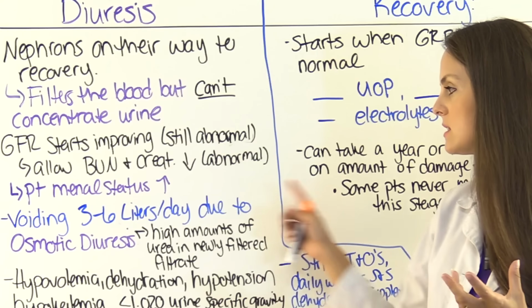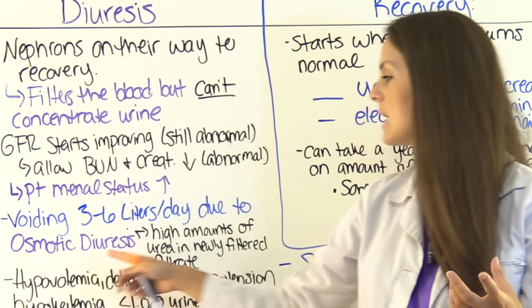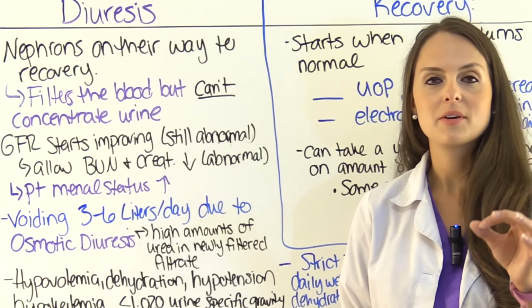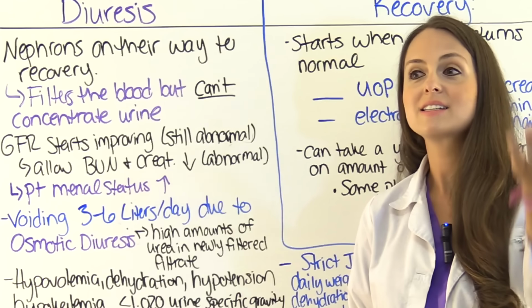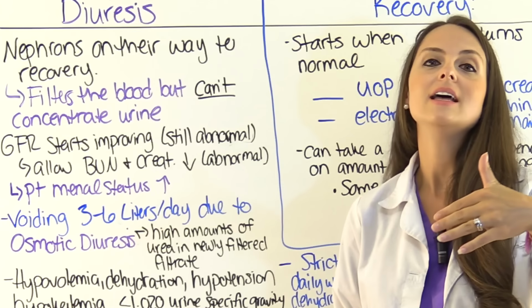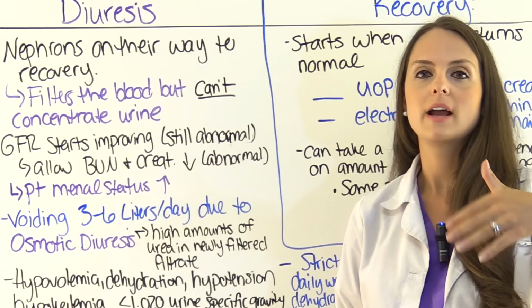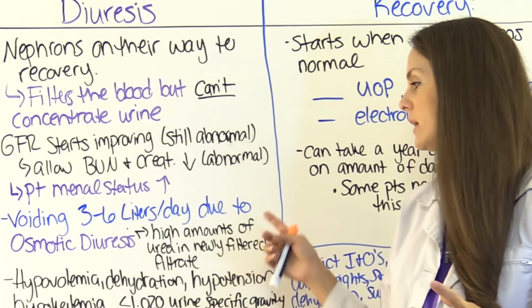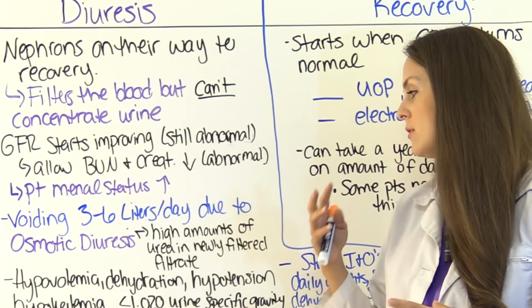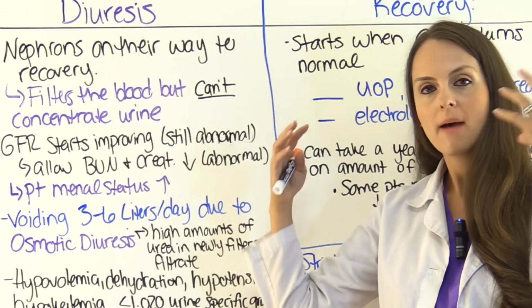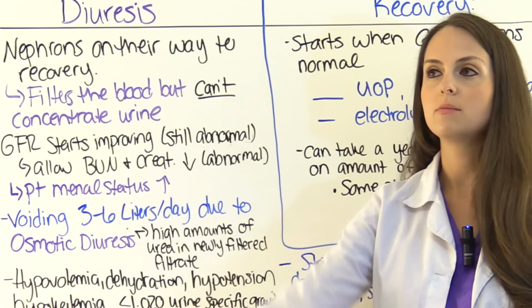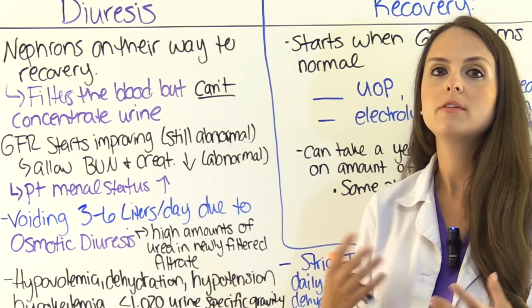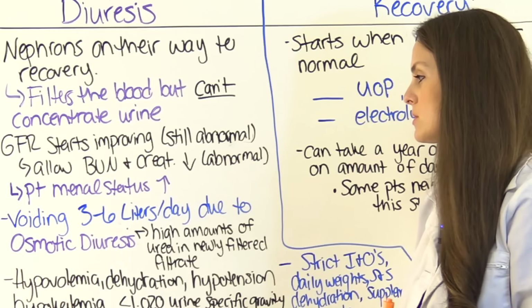And why is this? This is due to what's called osmotic diuresis. Okay, so remember, the kidneys can filter the blood now. Now it has a lot of waste to filter out. So what's going to be in that filtrate? A lot of urea. So that newly created filtrate is jam-packed full of urea. This is going to cause osmotic diuresis. It's going to pull a lot of water out. They're going to be voiding 3 to 6 liters per day.